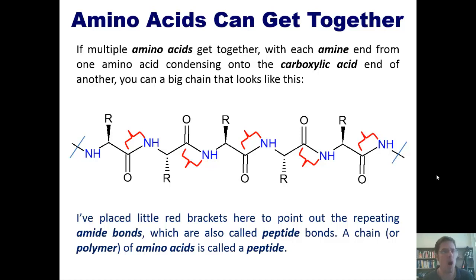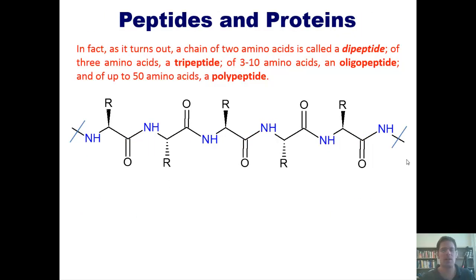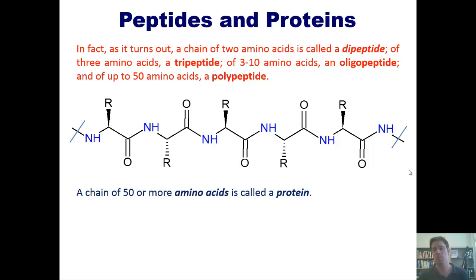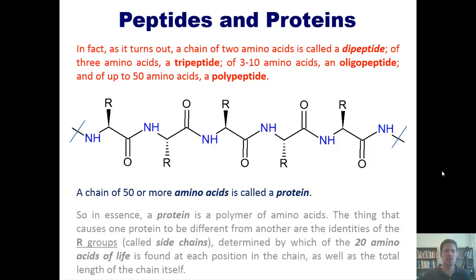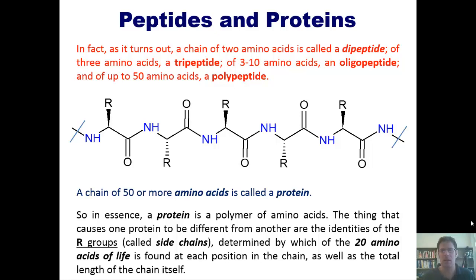Now, a chain or polymer of amino acids like this one is called a peptide. In fact, as it turns out, a chain of 2 amino acids is called a dipeptide, of 3 amino acids is called a tripeptide, of 3 to 10 amino acids is called an oligopeptide, and of up to 50 amino acids is called a polypeptide. A chain of 50 or more amino acids altogether is called a protein. So in essence, a protein is a polymer of amino acids.